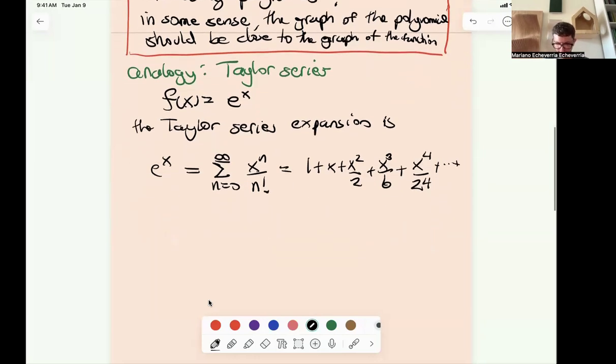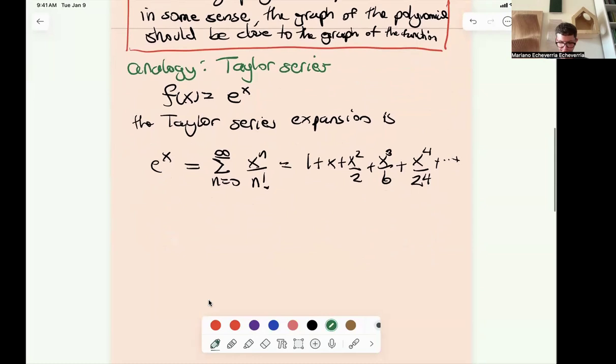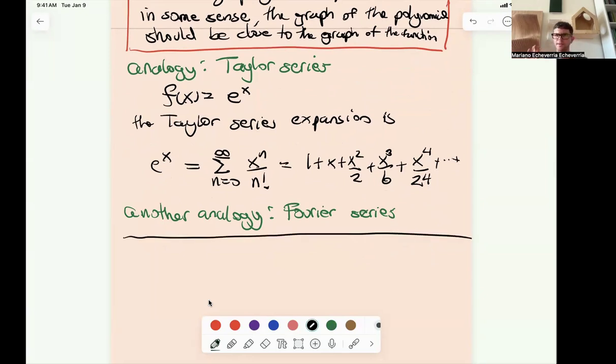Let me just write another analogy for the Fourier series. Is that making sense so far, before I start talking about the specific topics?